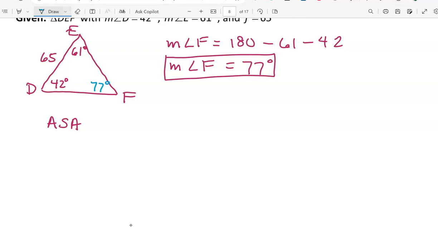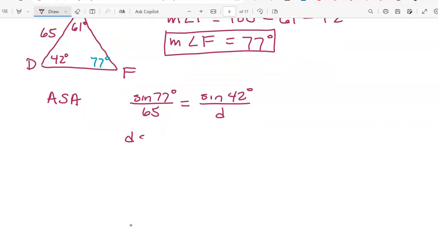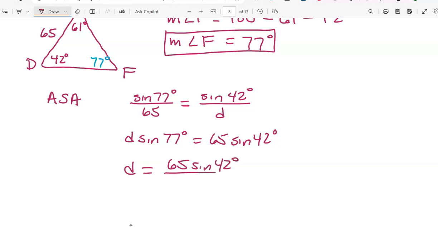It doesn't matter which side we find first. So I'm going to start by using the sine of 77 degrees over 65, since that's a pair of angles and sides that I already have, and then set that equal to the sine of 42 degrees over the opposite side D. Let's cross multiply. D times the sine of 77 degrees equals 65 times the sine of 42 degrees, and so that means that D is 65 times the sine of 42 degrees divided by the sine of 77 degrees.